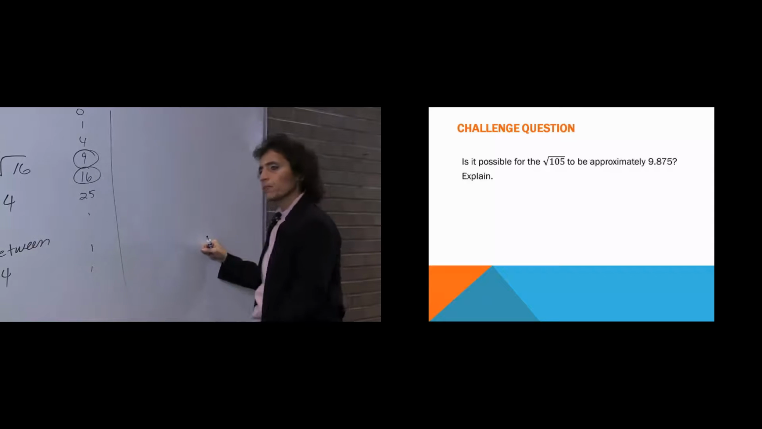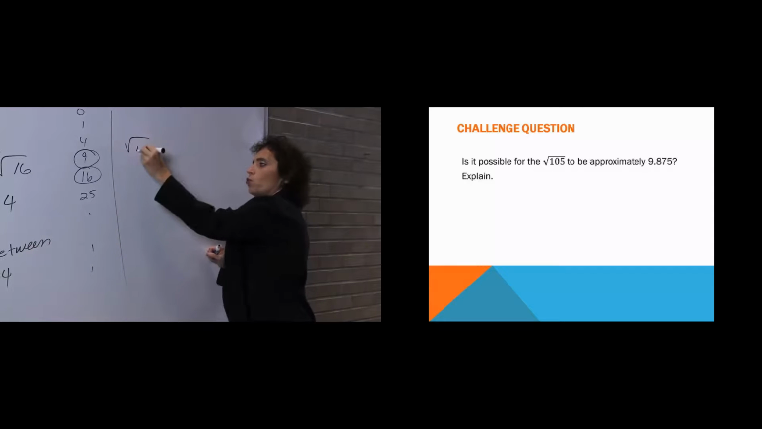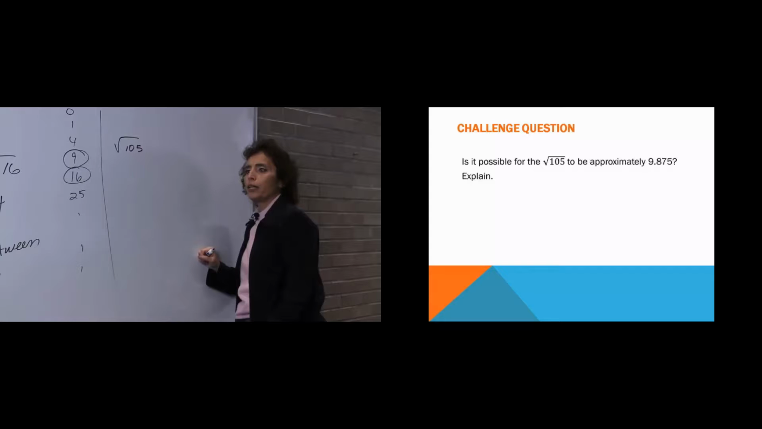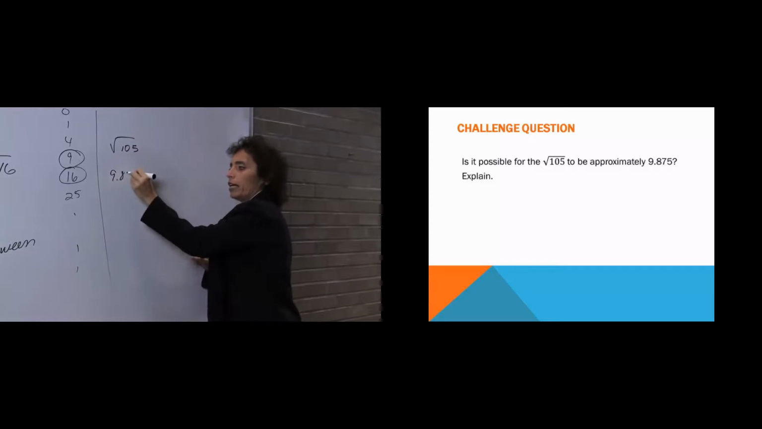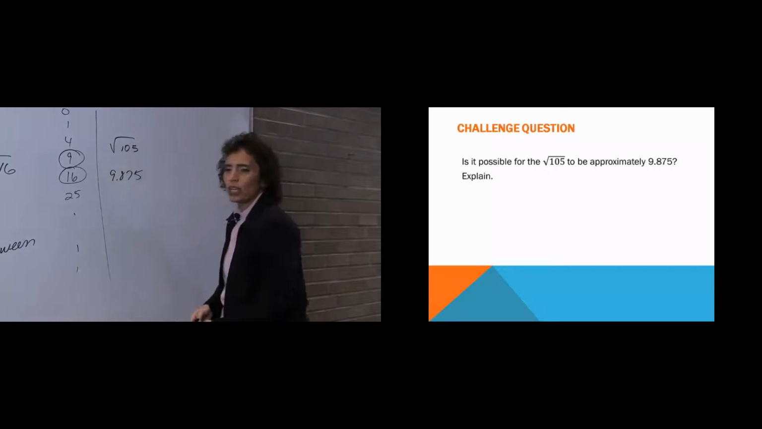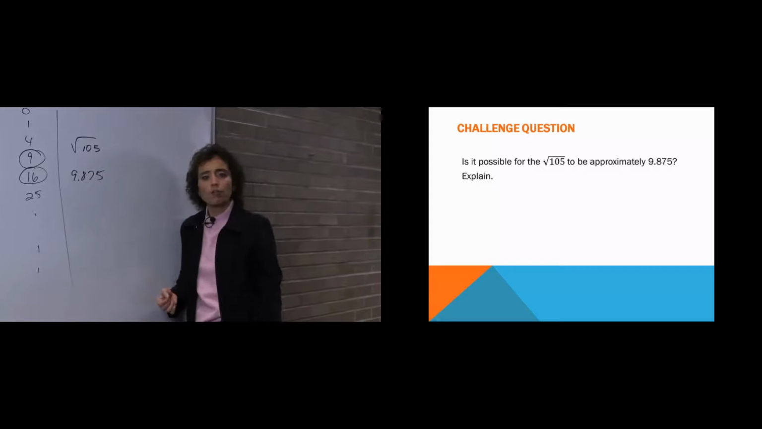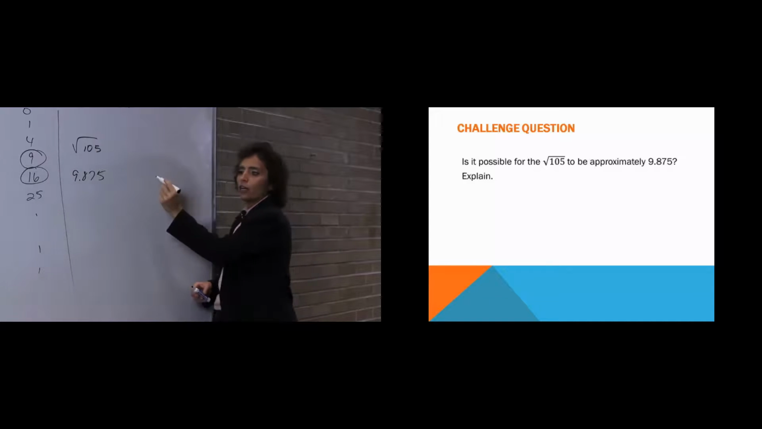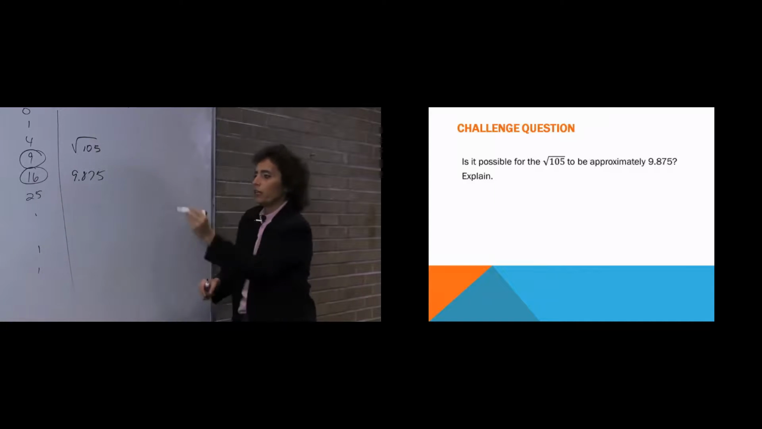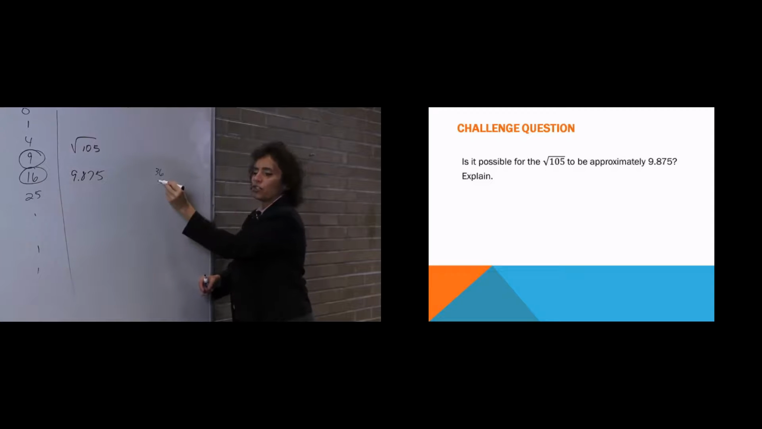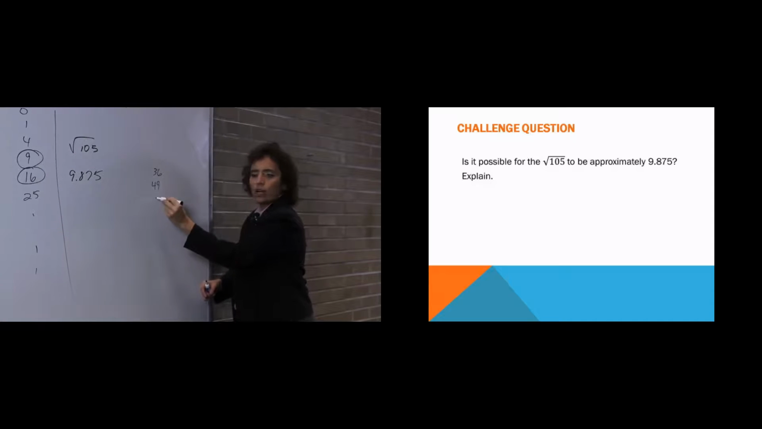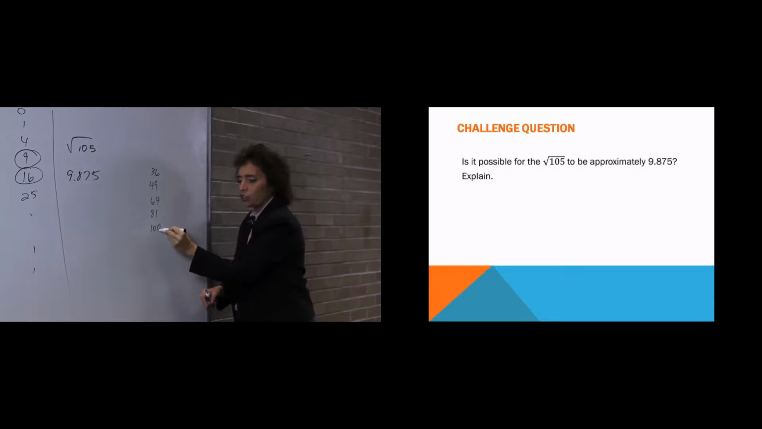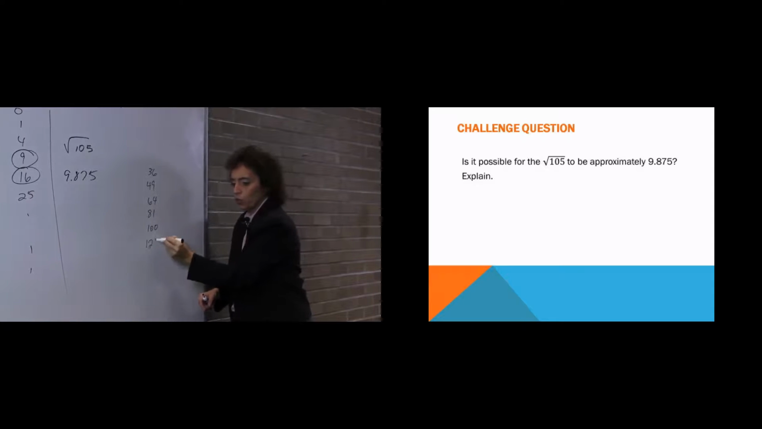Ready? Is it possible for the square root of 105 to be approximated by 9.875? They don't really want you to multiply this. I mean, you can if you want, but they really want you to think about it. Here's what I'm going to think about. I know the square root of 25. I'm going to continue from here. 6 times 6, 36. 7 times 7, 49. 8 times 8, 64. 9 times 9, 81. 10 times 10, 100. 11 times 11, 121.